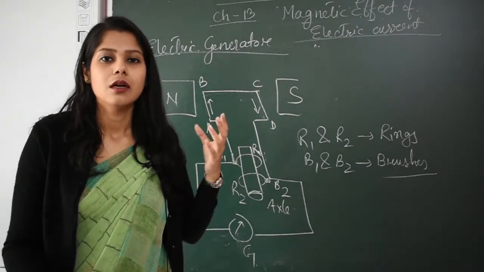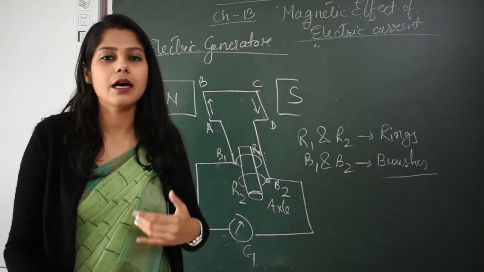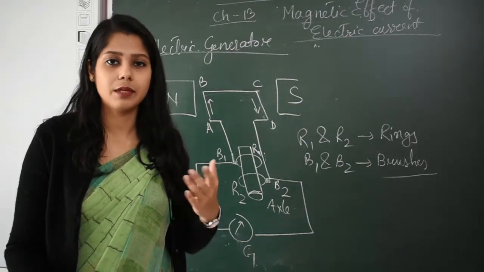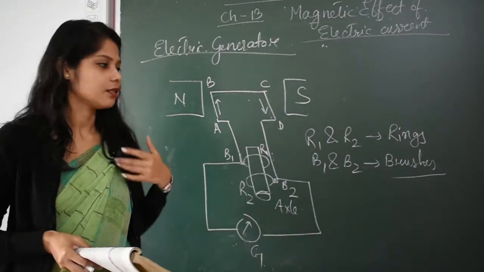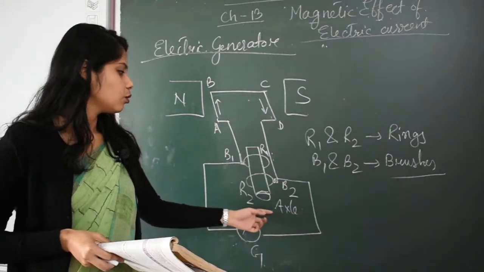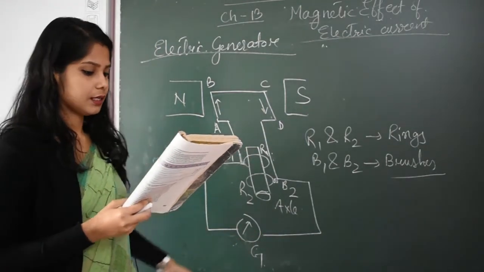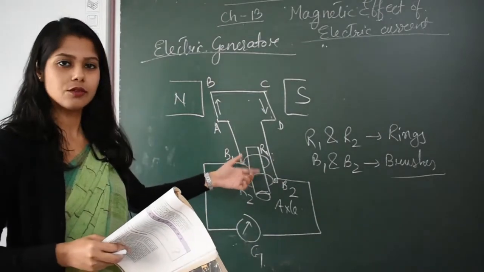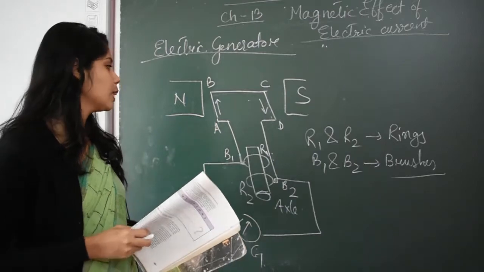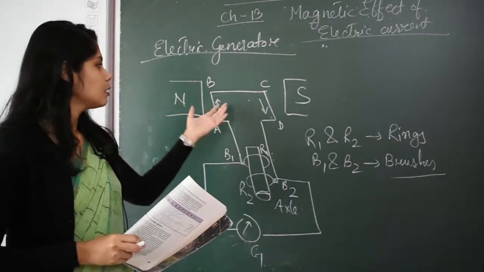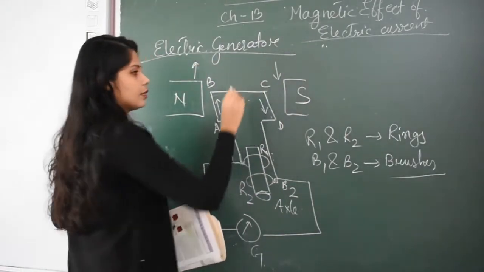Here we are using fuels as the source to run the machine mechanically and produce electric current. When I put fuel in the generator, the mechanical energy will rotate this axle. The axle is attached to two rings, R1 and R2. The axle is just inside the rings R1 and R2, and it will rotate the whole generator coil, with AB moving in the upward direction and CD in the downward direction.